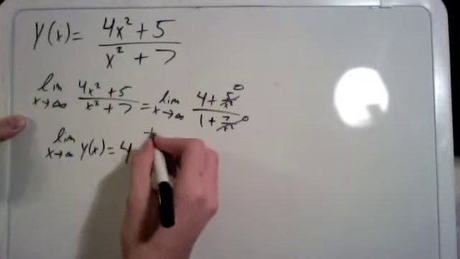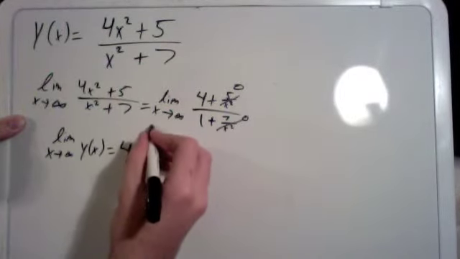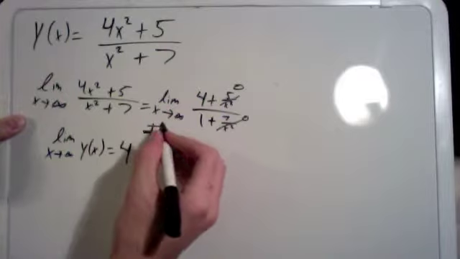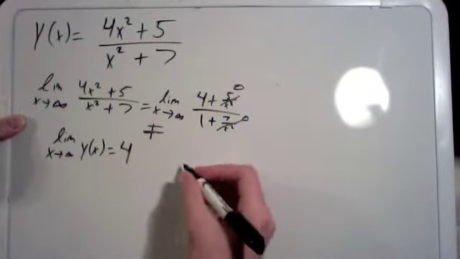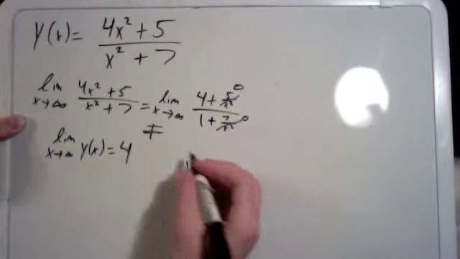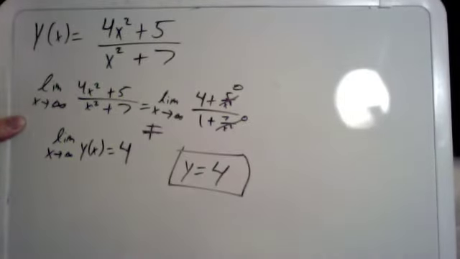Asymptote is some kind of line like that. It's a horizontal line. We know it's going to be y equals something. So it's going to be y equals 4, and that's the equation for our horizontal asymptote.